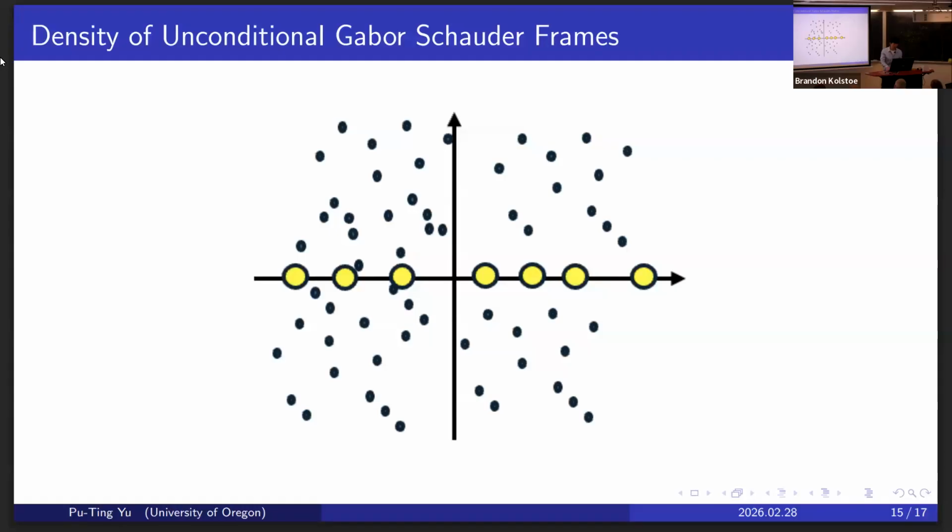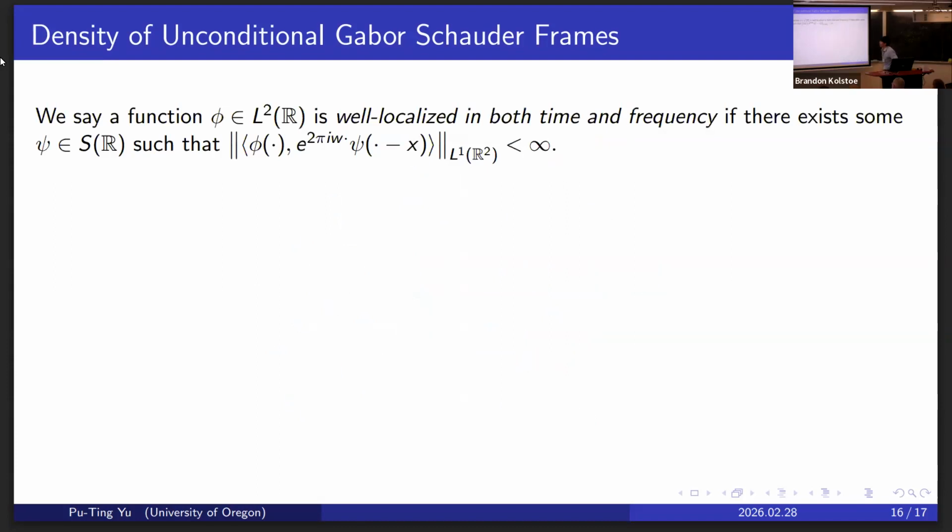So let me show you the criterion. But before that, let me introduce a terminology first. So we say a function phi in L2R is well localized in both time and frequency if there exists some psi in the Schwartz functions such that this L1 norm is less than infinity. So essentially what this norm says is that phi is in the Feichtinger algebra, or I should say phi is in M1R. But I don't want to talk too much about modulation spaces. So let me just call phi a function which is well localized in both time and frequency.